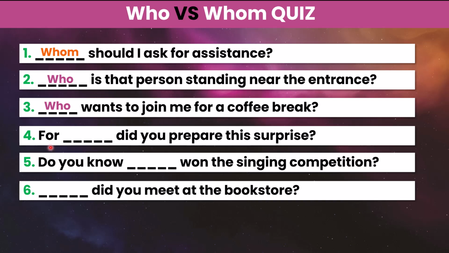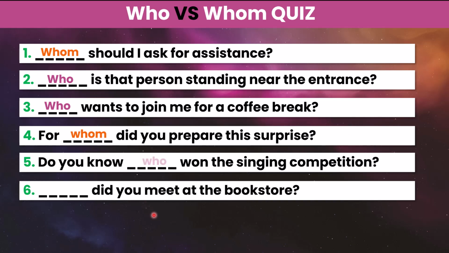Number 4, whom did you prepare this surprise for? This one we have to use whom. For whom did you prepare this surprise? If we rephrased this question, I prepared this surprise for he or for him, we would write him. So we replace this with whom.